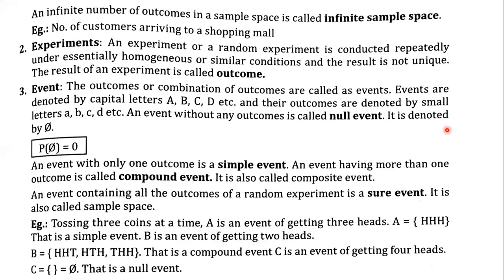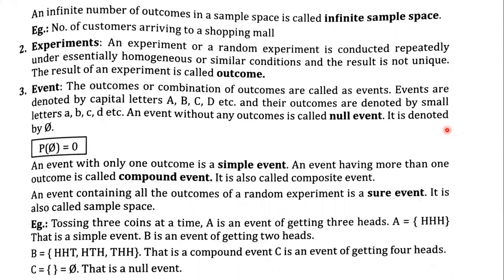But if there is more than one event happening at a time, that is called a compound event or composite event. If we are tossing 3 coins at a time, if we are playing with more than 2 dice, we are rolling 2 dice, if we are playing with so many cards at a time, that will become a compound event, or it is also called a composite event.